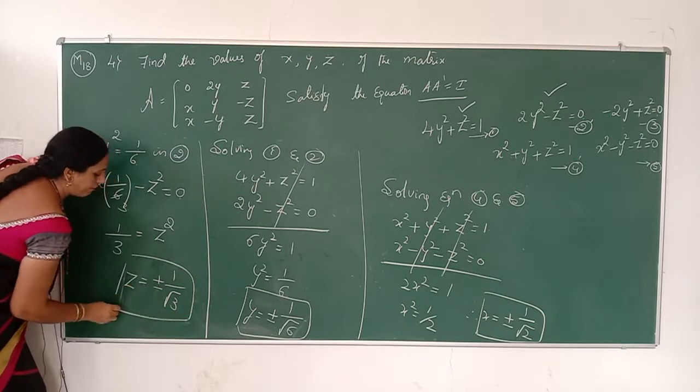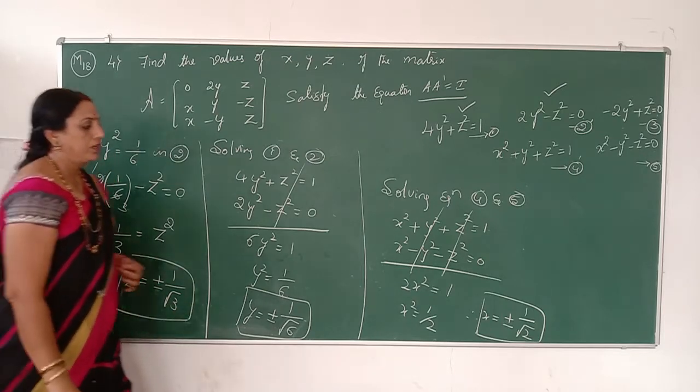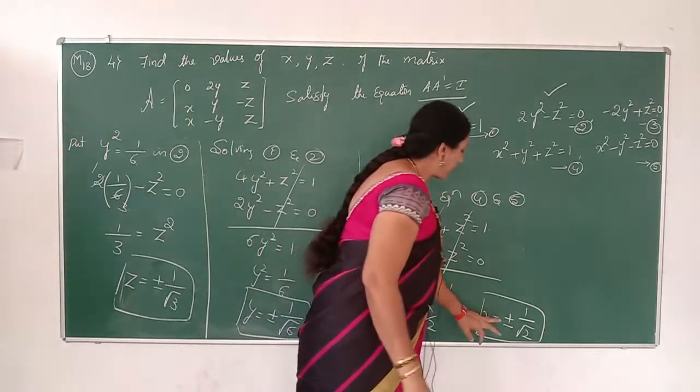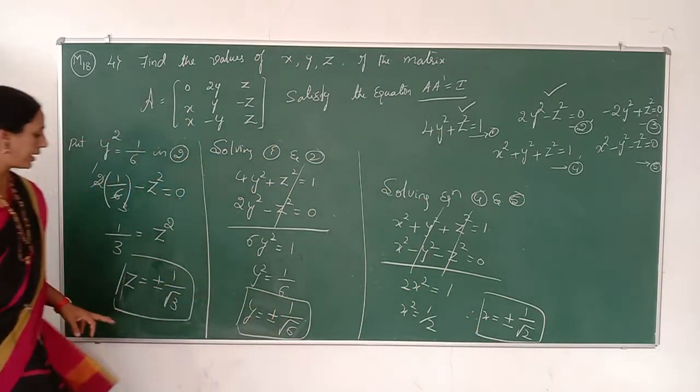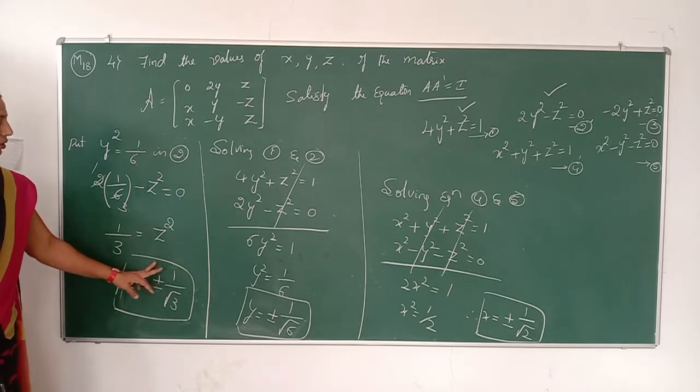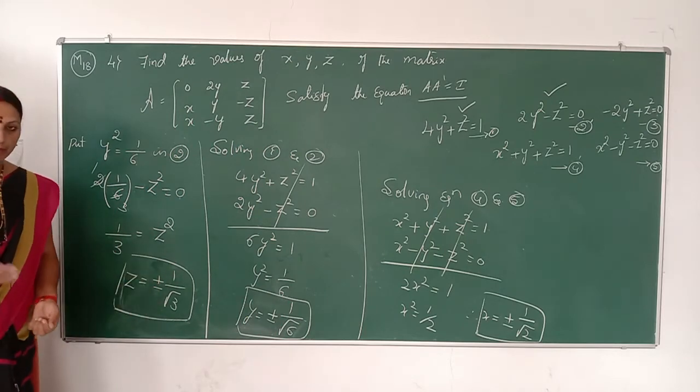These are the values of x, y, z. So, x is equal to plus or minus 1 by root 2, y is equal to plus or minus 1 by root 6 and z is equal to plus or minus 1 divided by root 3.